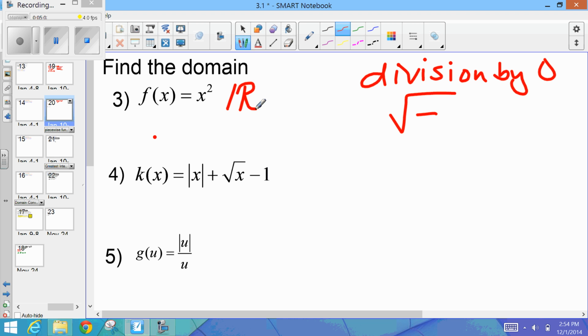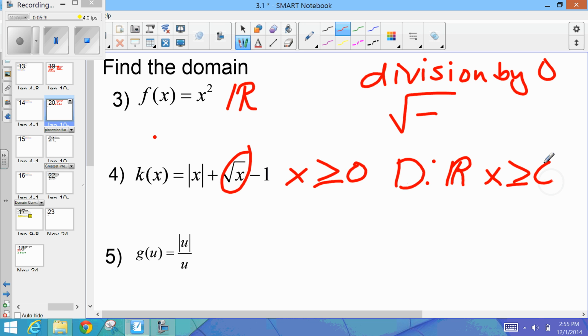Problem 4, there is no division, but there is an even root right here. All right, so here our radicand is x, and we want that radicand, again, I'm going to look at what we're going to include. I want that radicand to be greater than or equal to 0. And here there's nothing to solve for, it's already solved. So my solution, the domain, is all real numbers where x is greater than or equal to 0.